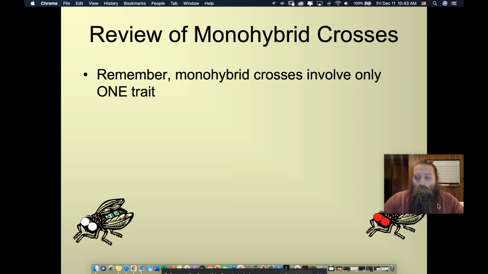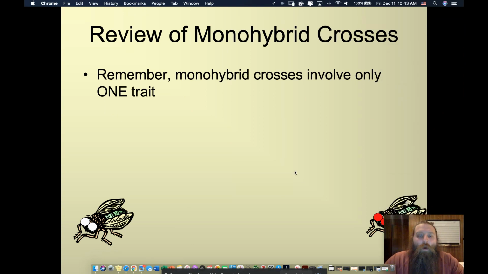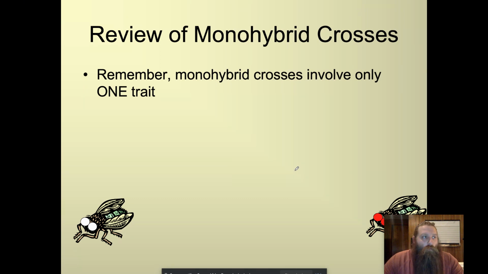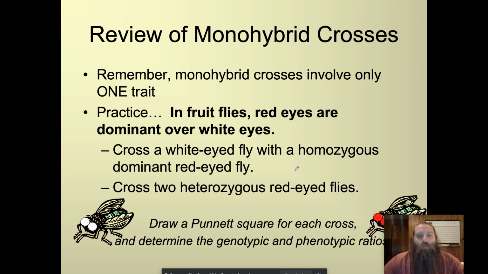When we're talking about monohybrid, we're looking at one trait. So here would be a good practice problem. In fruit flies, red eyes are dominant to white eyes. Let's cross a white-eyed fly with a homozygous dominant red-eyed fly, and then we'll cross two heterozygous red-eyed flies. We're going to need to draw Punnett squares for each cross, and come up with our genotype and our phenotype ratio.